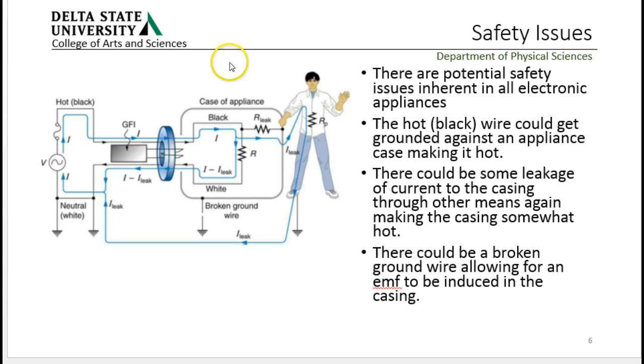Another potential issue is there could be a little bit of leakage current through some resistive contact with the casing of your appliance. And by appliance I mean your stereo system, your Xbox, your computer, your refrigerator, your microwave. That's what I mean by appliance. So there could be some leakage resistance there. So if you had some voltage on the exterior of the appliance, again, current then has a path to ground through you if you are grounded.